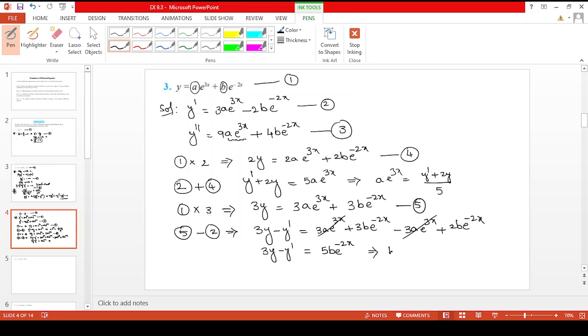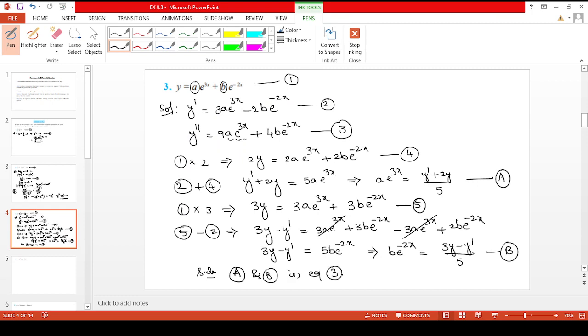So therefore, from this one, b into e power minus 2x value is (dy minus y dash) upon 5. Let us consider it as some a and this one as b. Now we are going to substitute a and b in equation 3. That will give us the general solution, the differential equation.